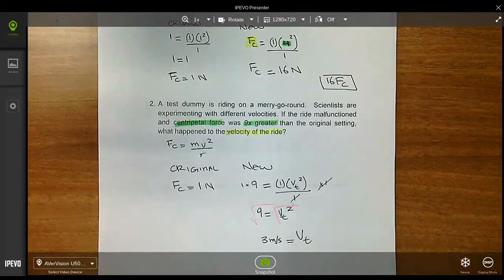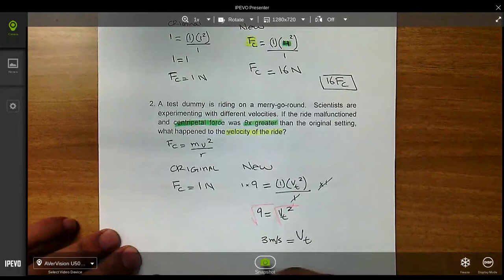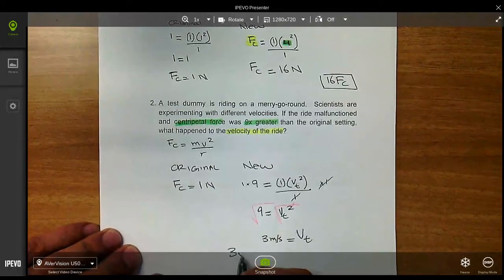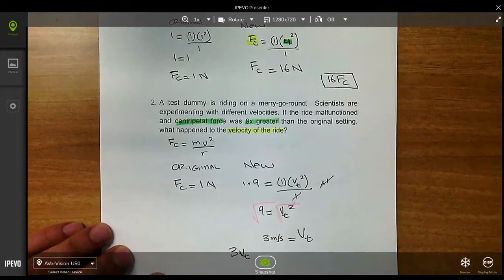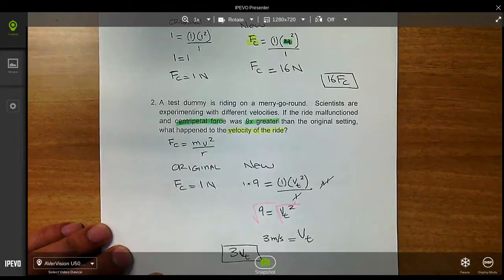So again, that's one way to write it. You could say that the tangent velocity is 3 times greater, or you could also say that it is 3 Vt, as in 3 times the original tangent velocity. All those would be correct.